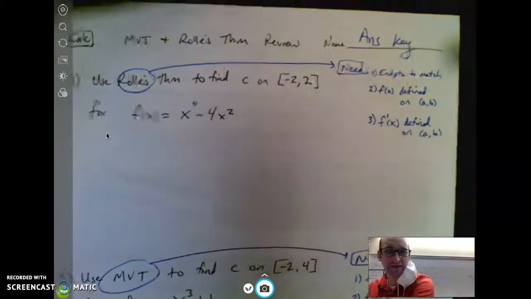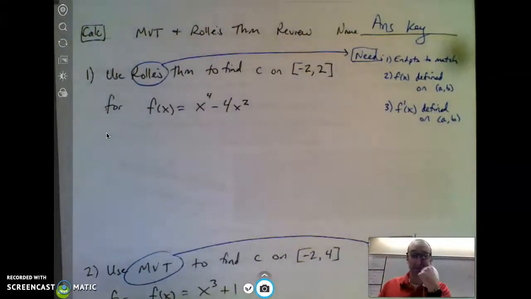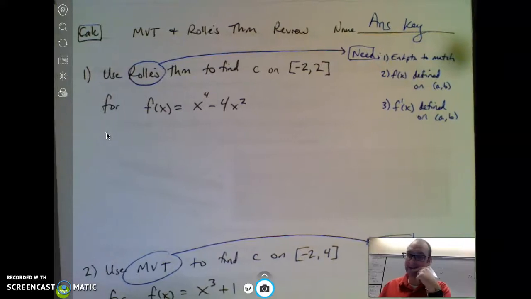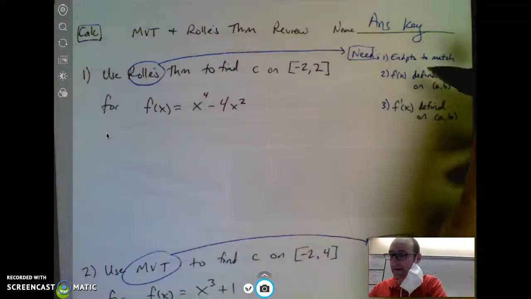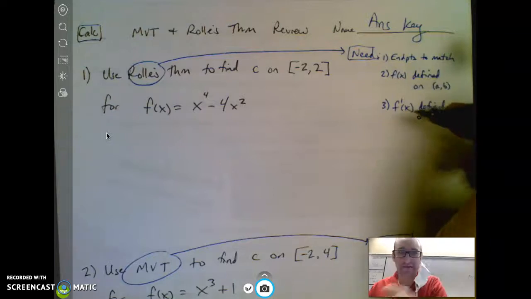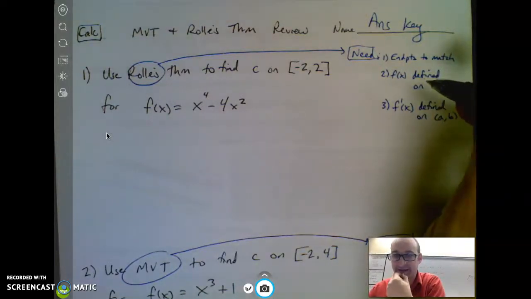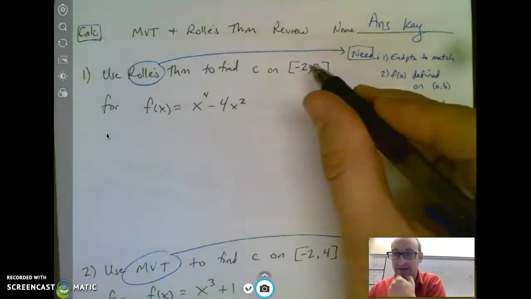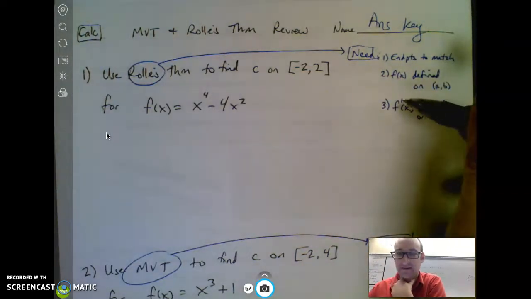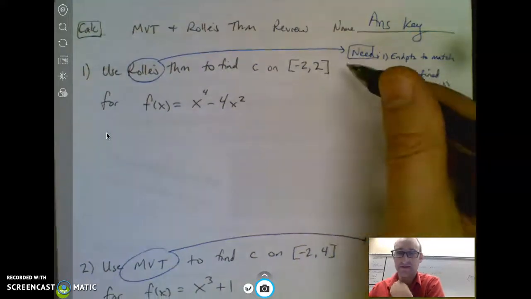All right, so here's an answer key for the review on mean value theorem and Rolle's theorem. First of all, to use Rolle's theorem, you need to check these preconditions. First, one, the endpoints have to match. Two, f of x has to be defined on a to b, not including the endpoints. And three, the derivative has to be defined on that same chunk.